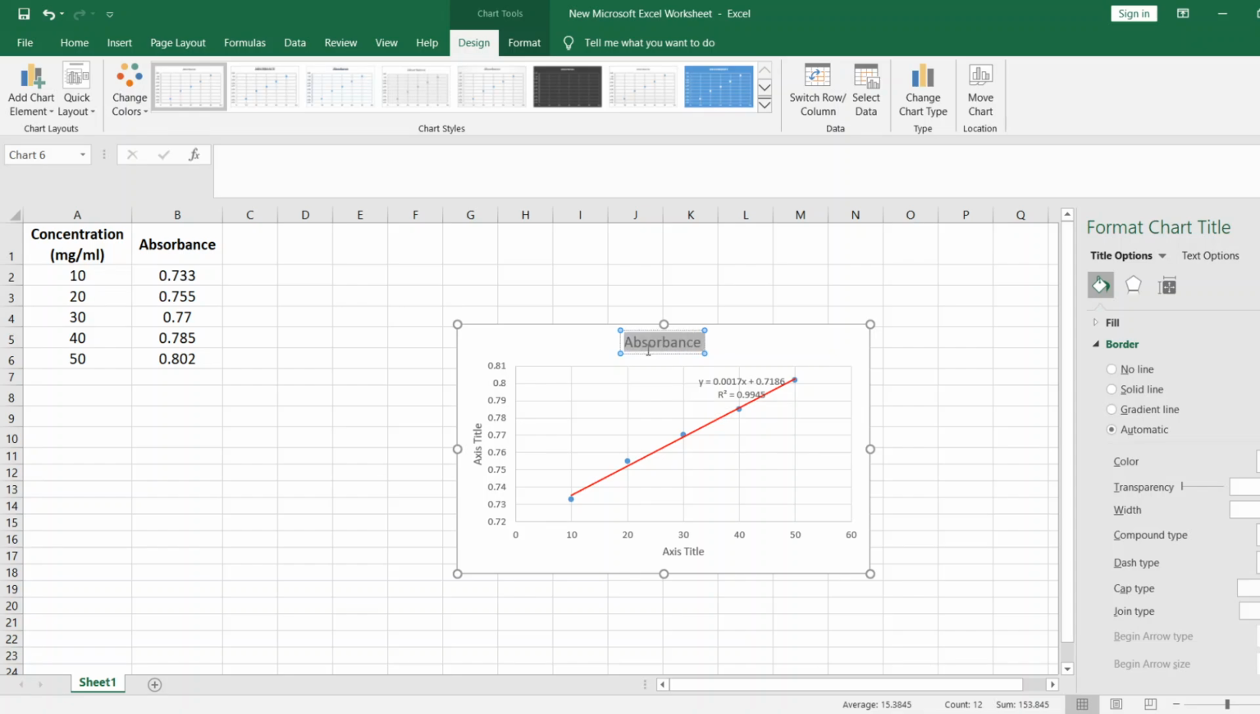We'll change the title to calibration curve. On the y axis we'll write absorbance. On the x axis we'll write concentration.